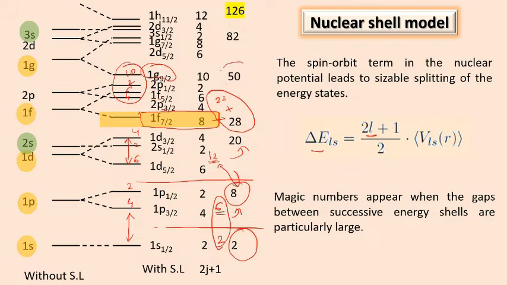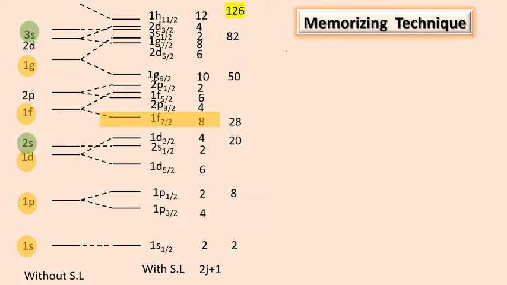In this way, on each shell closing, we are having these magic numbers. And since the shell is closed at these numbers, nuclei having either proton or neutron or both proton as well as neutron equal to these numbers have extra stability. So the nuclear shell model successfully explains the existence of these magic numbers and their stability. First, memorize the magic numbers.